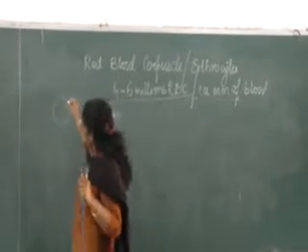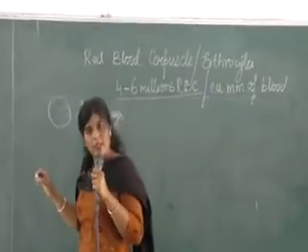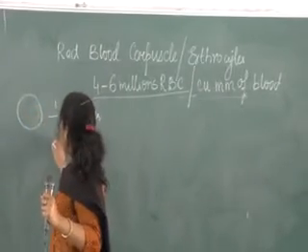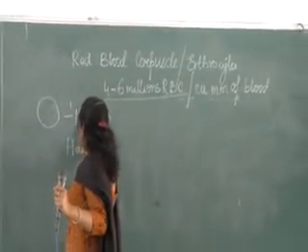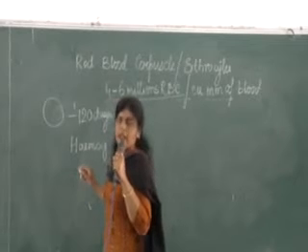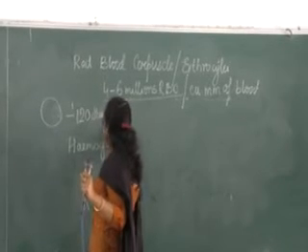Now, why do we call it RBC? Red blood corpuscle, because it is red in color. Now, how is it red? Because the cytoplasm of it contains hemoglobin. We have discussed hemoglobin in class 9 also, in the respiratory system. So, hemoglobin, is it clear?